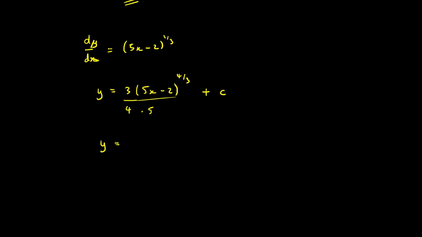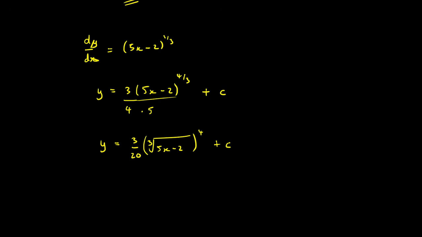So y is equal to 3/20 of (5x − 2) to the power of 4/3. What does this actually mean? The denominator of the fraction refers to the root. So we are taking the cube root of 5x − 2, and we are raising that to the power of 4, plus c. The denominator is the root, and the numerator represents just the ordinary power.